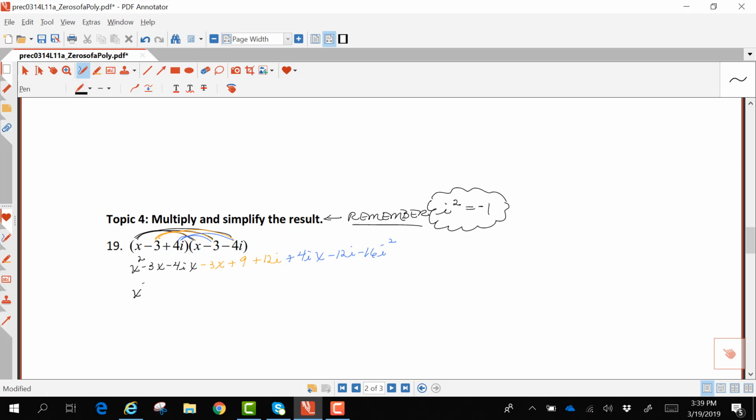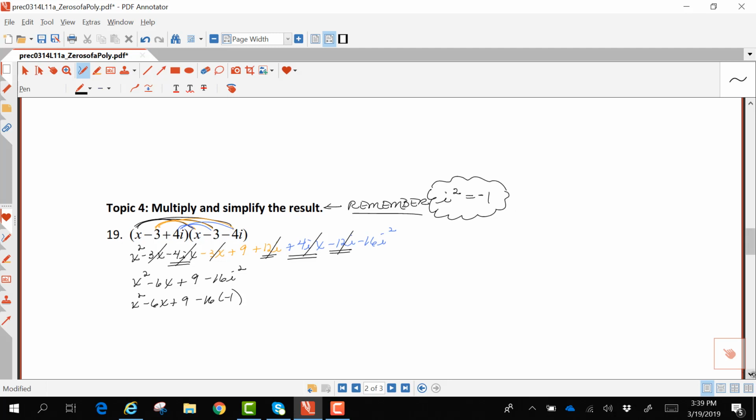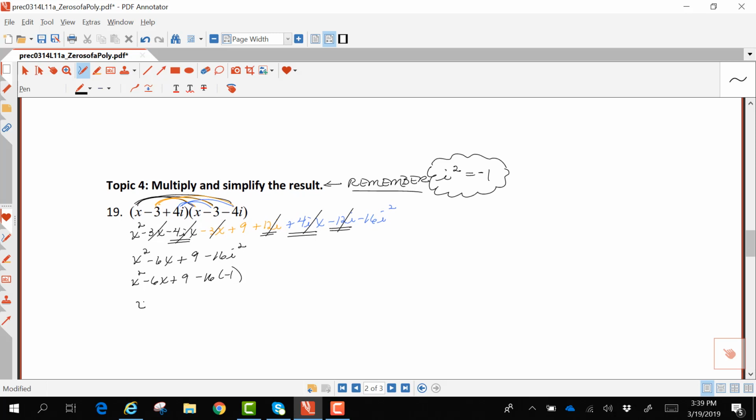So I have x squared. I have a negative 3x minus 3x, which is a minus 6x. I have a 4ix and a negative 4ix. Those add to be 0. I have a 12i and a negative 12i, which add to be 0. Then I have a plus 9 and a minus 16i squared. We need to remember that i squared is just equal to negative 1. So now I have a negative 16 times a negative 1.